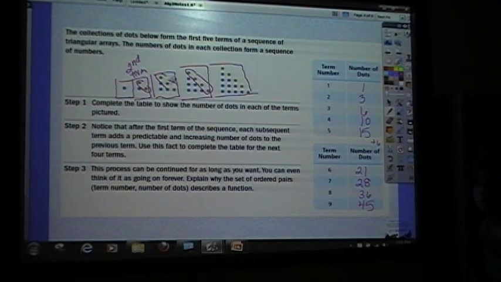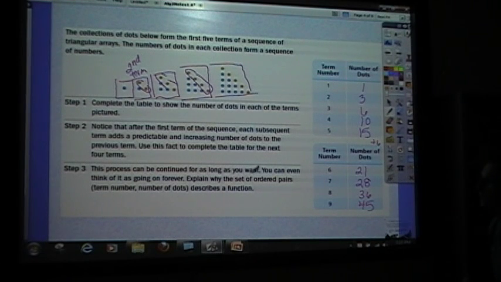They love to ask problems like this on the ACT, the first question. They usually like to have a question that looks like this. And you could solve it by drawing pictures if you need to, but if you can find the pattern, it'll make it a lot quicker. So step 1 was to complete the table. We did that. Notice that after the first term of the sequence, each subsequent term adds a predictable and increasing number of dots to the previous term. Use this fact to complete the table, and we did.